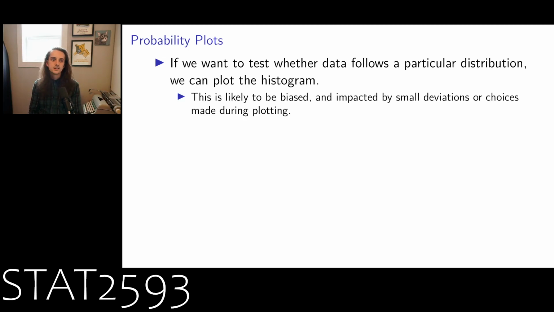And in particular, it's likely going to be a biased representation, right? Small deviations on our histogram are going to make things look very different, even if sort of under the surface, they're not that different. And there's a lot of choices that we have to make during plotting, right? We have to decide on our bin size. We have to decide how discretized is it going to be. We have to decide, do we want equal or non-equal bin widths and so on. And making different choices there is going to lead us to very different looking histograms.